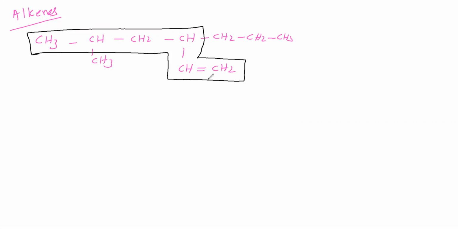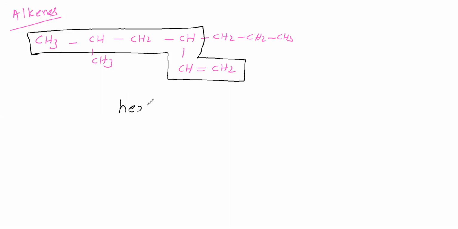Therefore, in this case, don't take the straight chain as the parent chain. The straight chain is not the parent chain here. This chain contains one carbon less when compared to the straight chain. Even then, it is the parent chain because this chain contains the C=C double bond. So we selected the parent chain. Now, this parent chain contains how many carbons? 2, 4, 6.